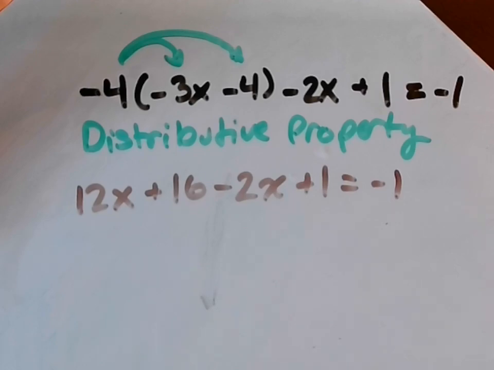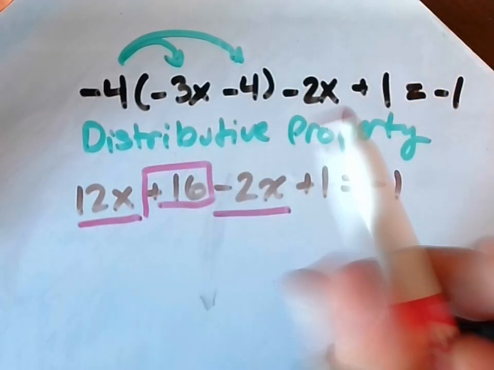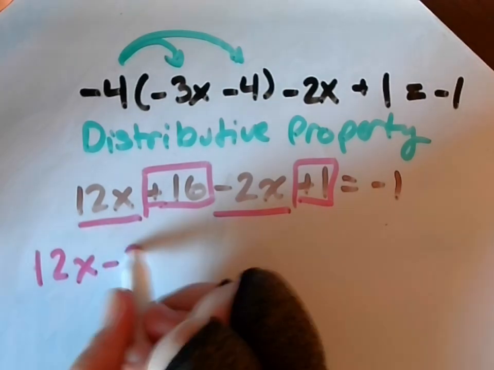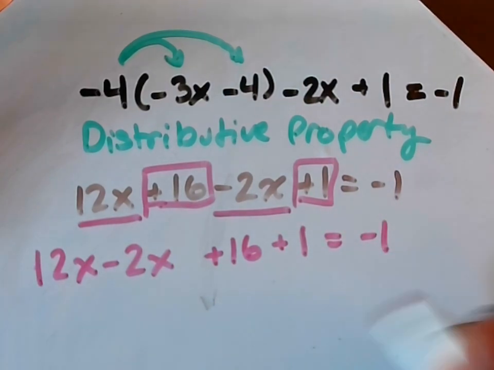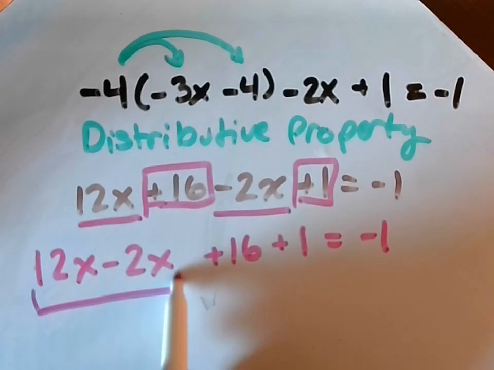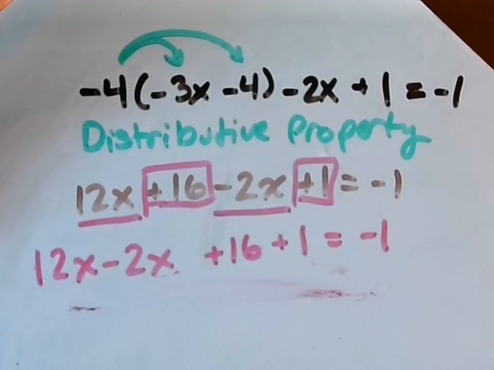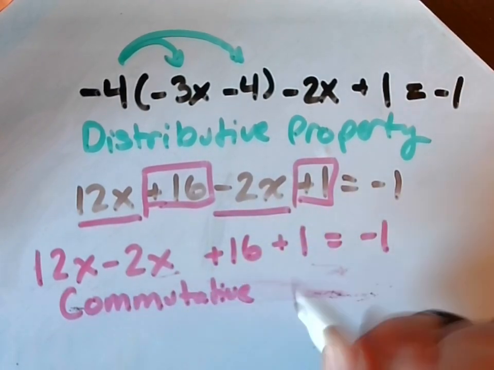Now what's next is we have some like terms here, right? We've got 12x and negative 2x, and we've got positive 16 and positive 1. Now, without even thinking about it, we are using a property here when we are combining our like terms. Technically, what we are doing is we're rearranging the equation so that our like terms are next to each other, so they're easier to then go ahead and simplify. So that rearranging, that is called the commutative property. Commutative.